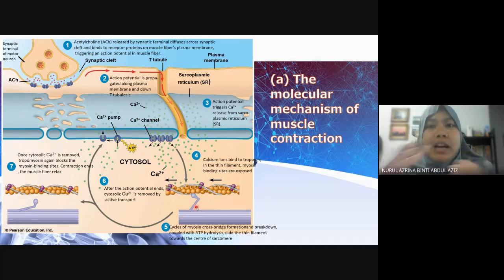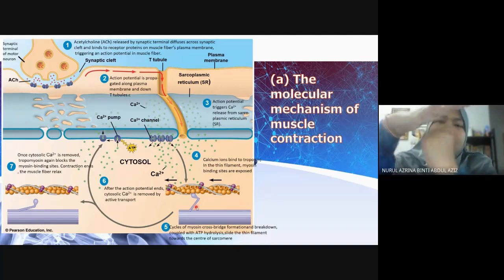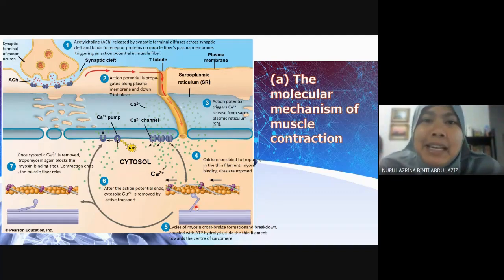Walaupun ATP dah hydrolyse, myosin head dah siap dah ni, kepala dia dah nak naik ni, tapi tak boleh nak form cross bridge sebab the myosin binding site is blocked. Okay, is blocked. Okay, faham tak tu? Any question?